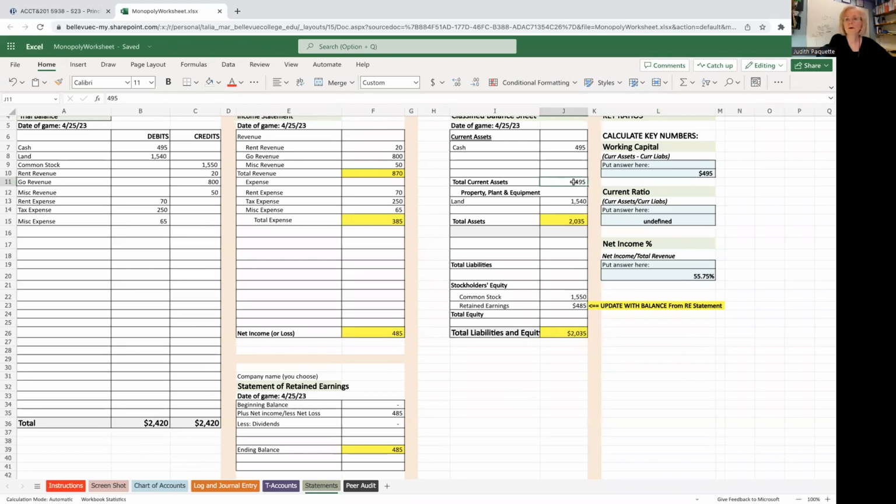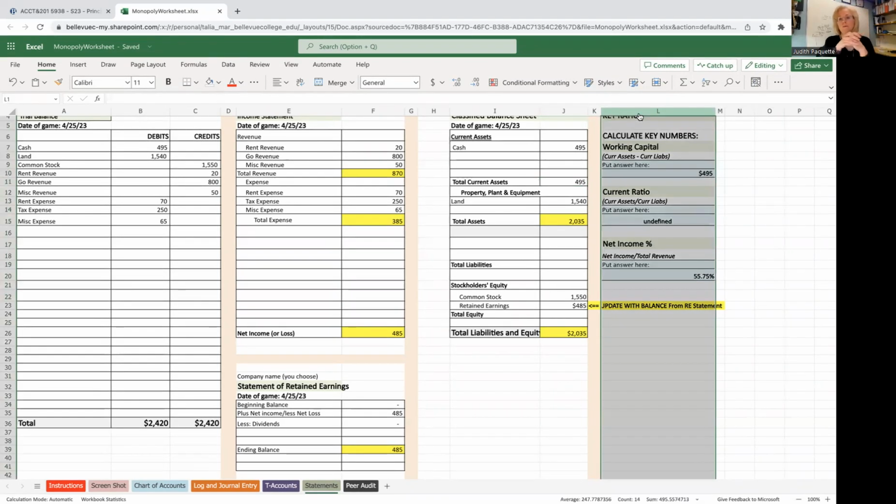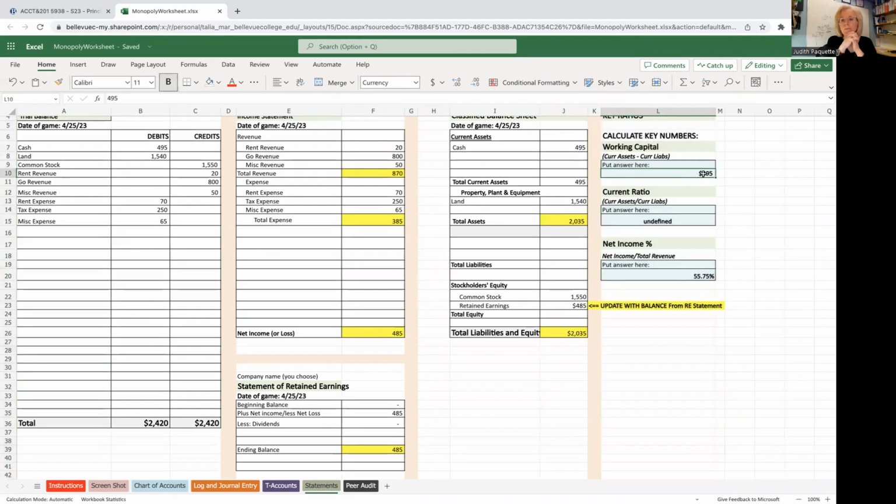I cannot see where you are. So I'm in J, you're in J11. Column L. So you'd start in column L and you put your equal sign for the 495. And that tells Excel you're building a formula. You go equals, and then you click on your total current assets, and then you'd subtract your 0 liability, your current liabilities. Yeah.